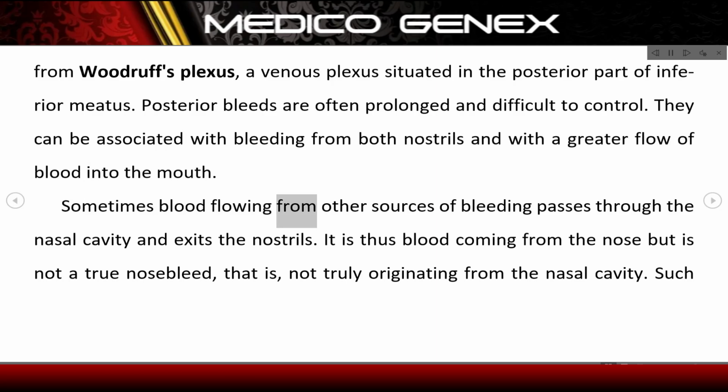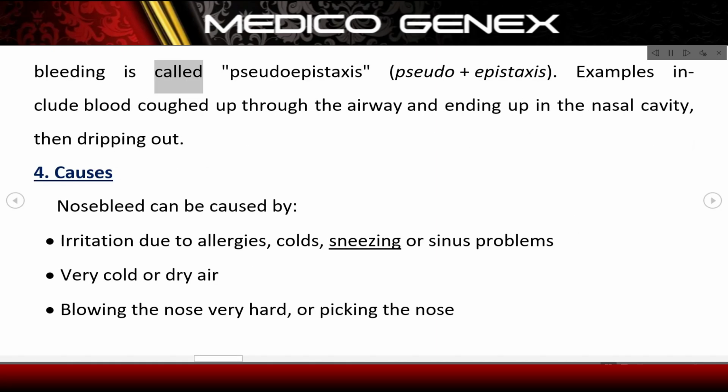Sometimes blood flowing from other sources of bleeding passes through the nasal cavity and exits the nostrils. It is thus blood coming from the nose but is not a true nosebleed, that is, not truly originating from the nasal cavity. Such bleeding is called pseudoepistaxis, pseudo plus epistaxis. Examples include blood coughed up through the airway and ending up in the nasal cavity, then dripping out.